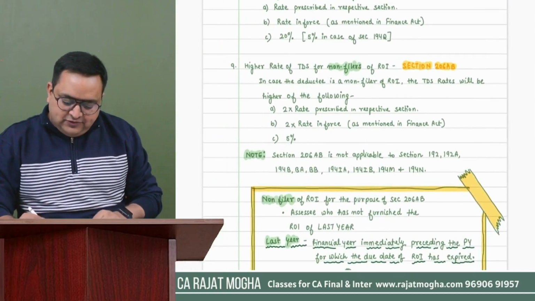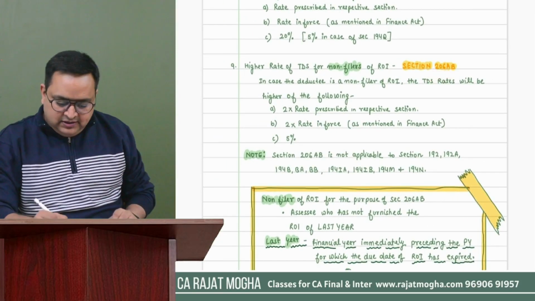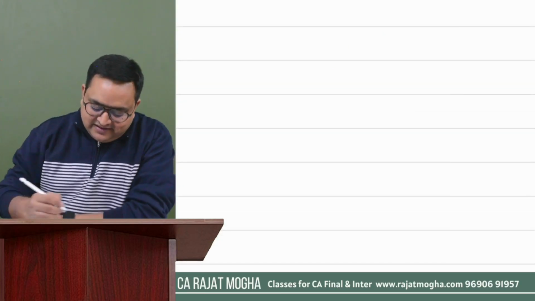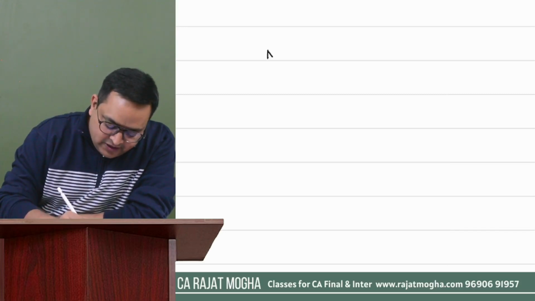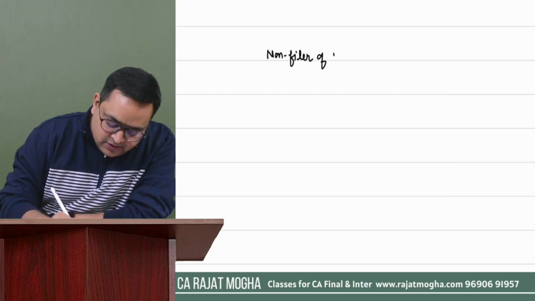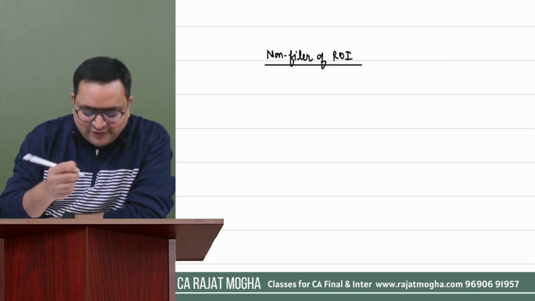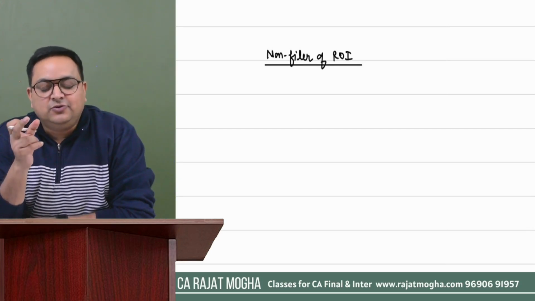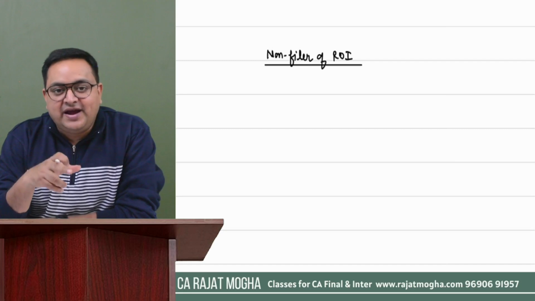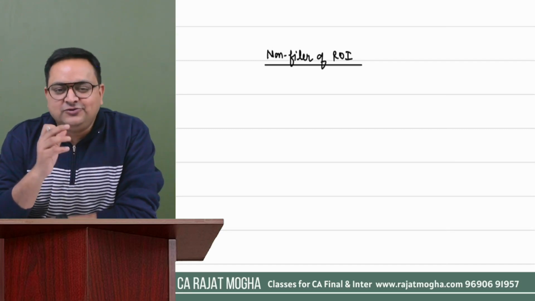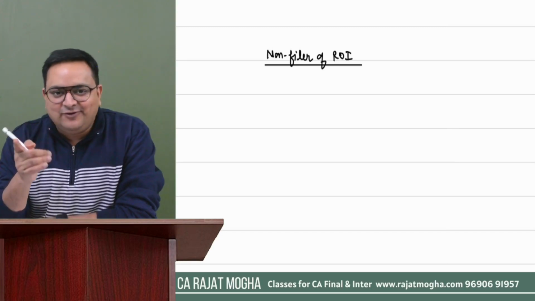Okay, next section is 206AB. This is also important. I'll discuss this section with you. First of all, understand that this section is applicable only in case of non-filers of return. Who is this non-filer? We understood in section 194N that it is a person whose income tax return is not filed for the last 3 years up to the due date, and we have to see only those 3 years whose due date has expired. That was in 194N.